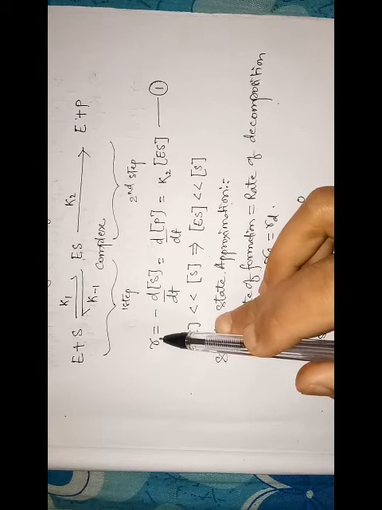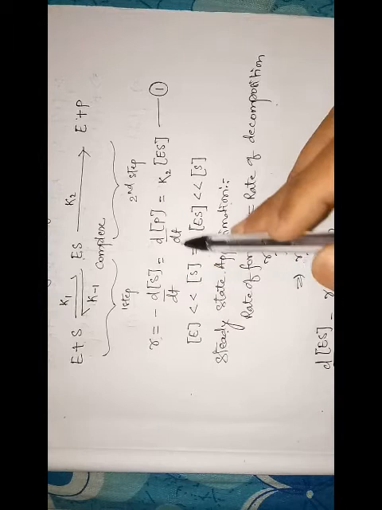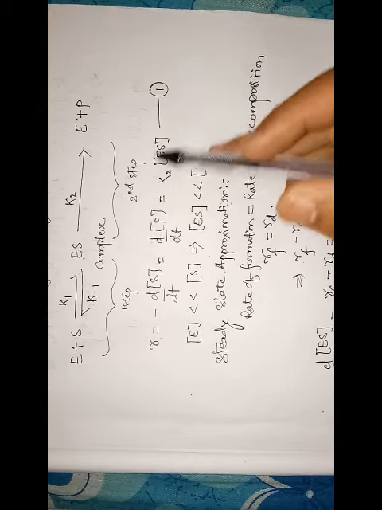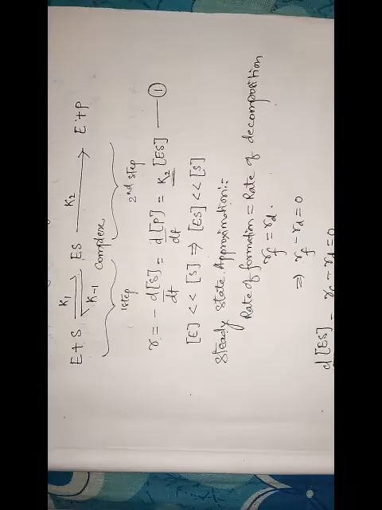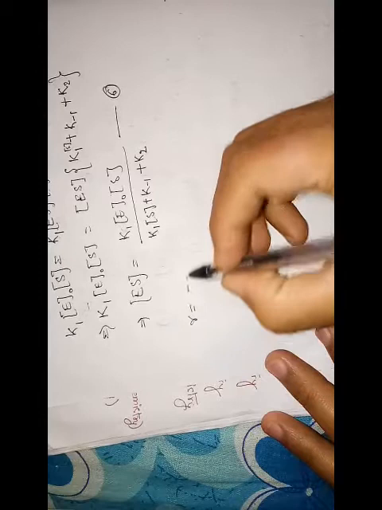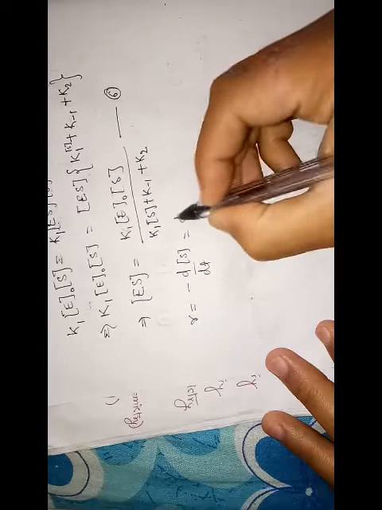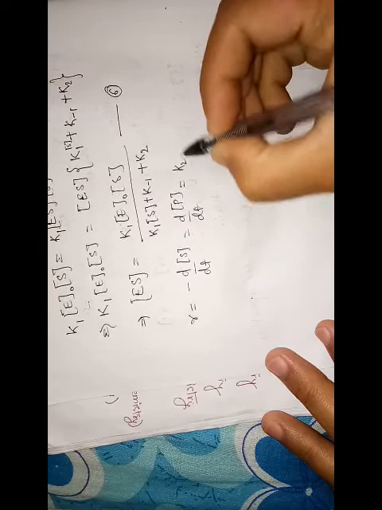So now this value of ES we will put in our earlier equation of Michaelis Menten. As we know, the rate is equal to the decrease in the concentration of substrate, which is equal to the increase in concentration of product, which is equal to k2 ES. In this equation there is a k2, so rate is equal to minus d concentration of S dt is equal to d concentration of P dt, that is equal to k2 concentration of ES. So that was our equation 1.